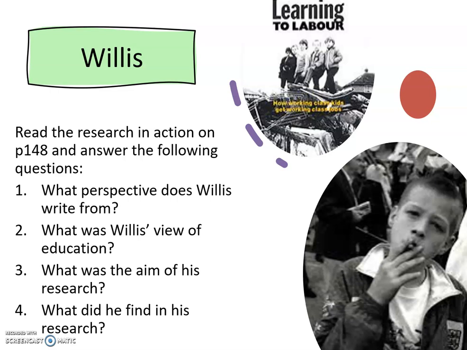So Willis is another key study. Now, he pops up time and time again. When we do crime, a lot of the explanations for failure in education link to why people would commit crime, so bear that in mind while you're doing this. What I'd like you to do is have a go at answering the 4 questions. The key study for Willis is on page 148 in the textbook, and the textbook is on the shared area. If you have any problems with it, let me know.